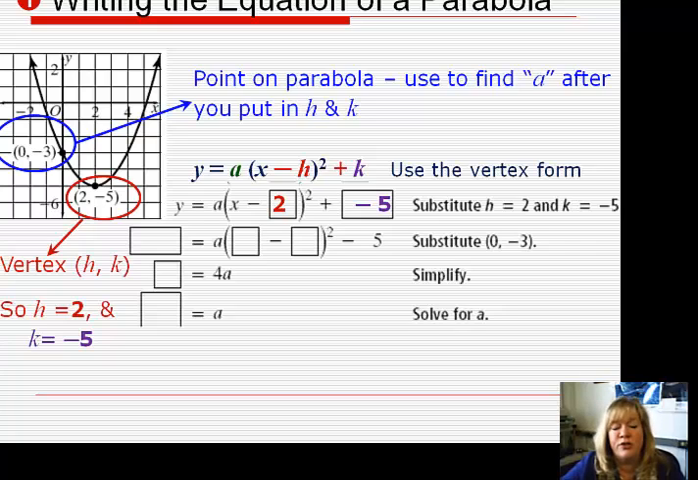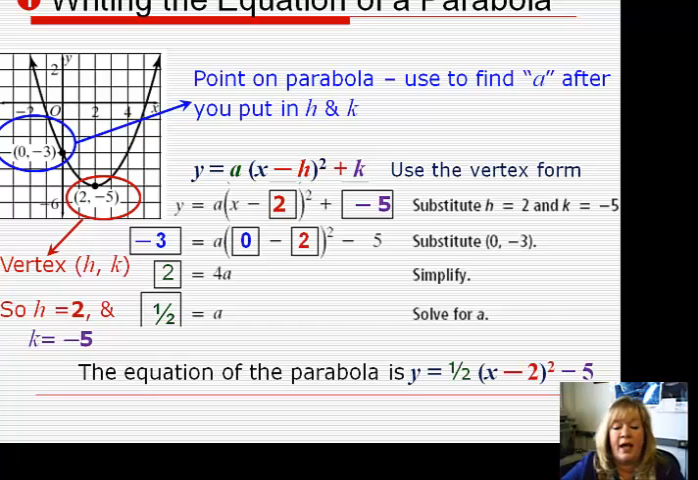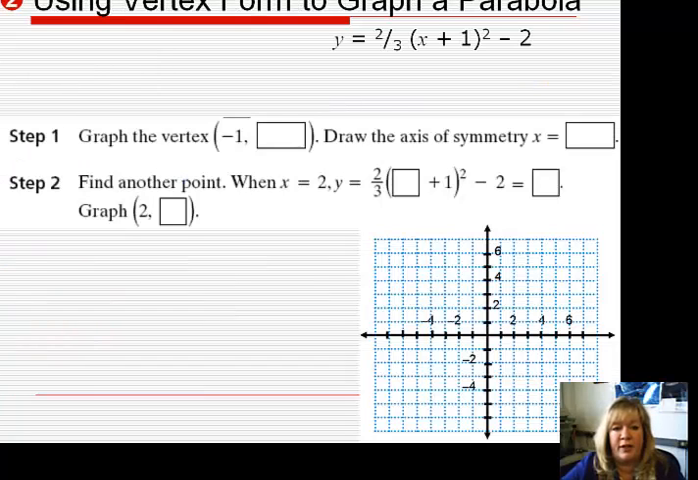So we're going to use that point 0, -3. We put a 0 in for the x and a -3 in for the y, and then we're going to solve that equation for a. If you solve that down, you're going to get 2 = 4a. Then divide both sides by 4 and you'll get 1/2 = a. Now you have all 3 numbers and you can get that equation very easily. So you're going to have y = 1/2 times the quantity x minus 2 squared minus 5, and that's going to give you the equation of your parabola.